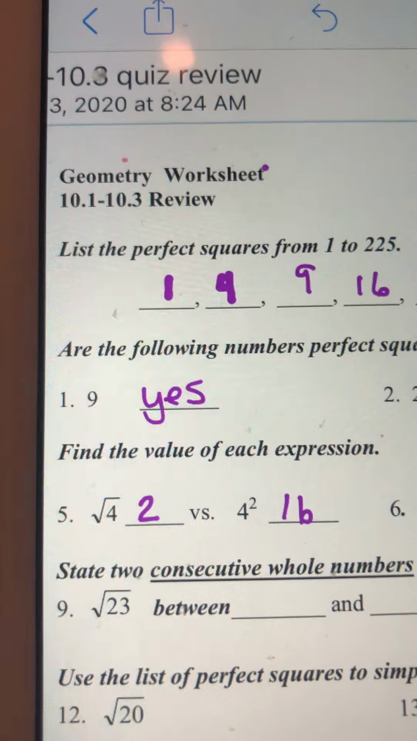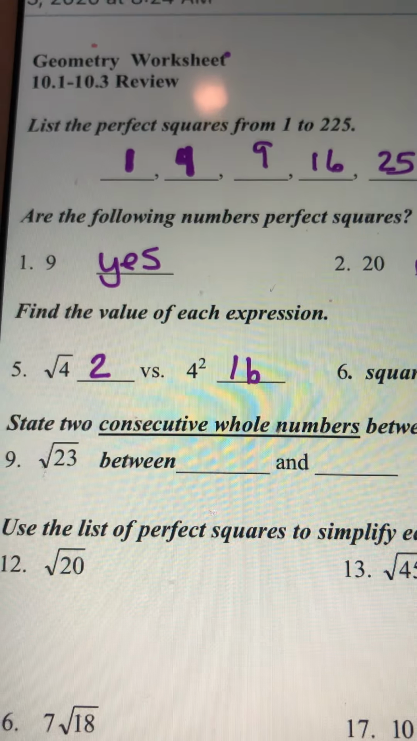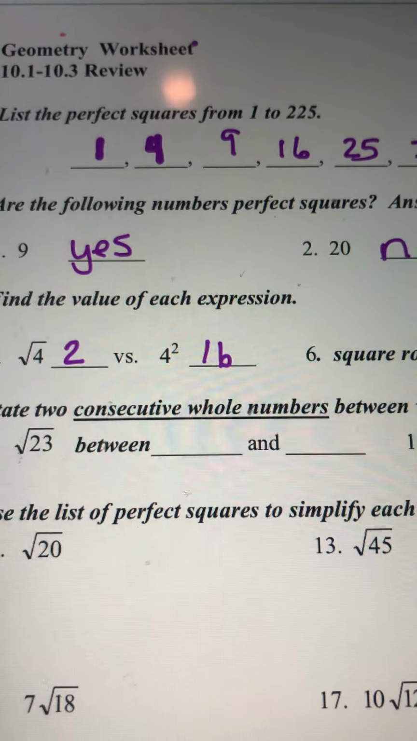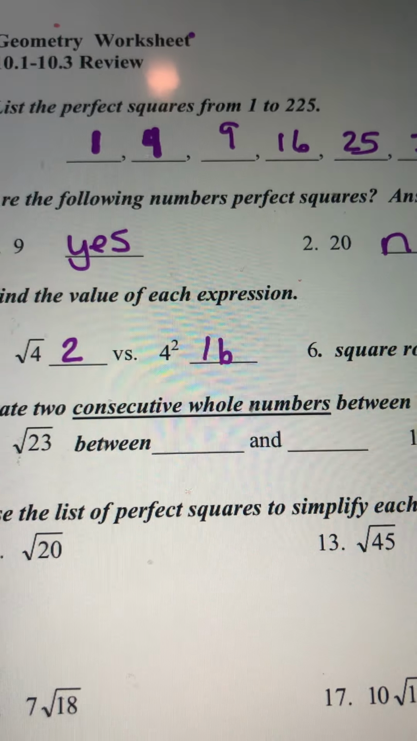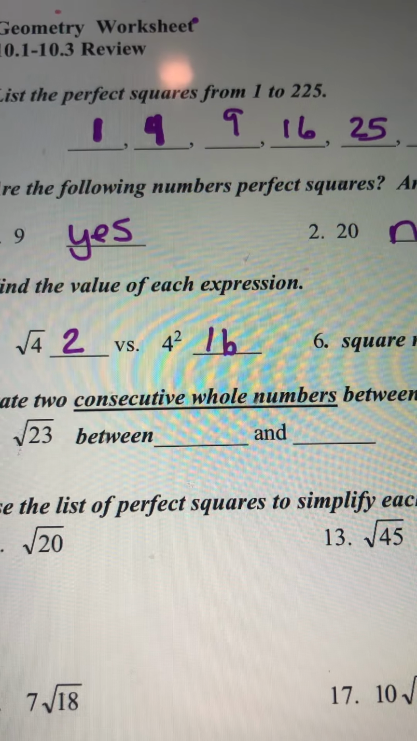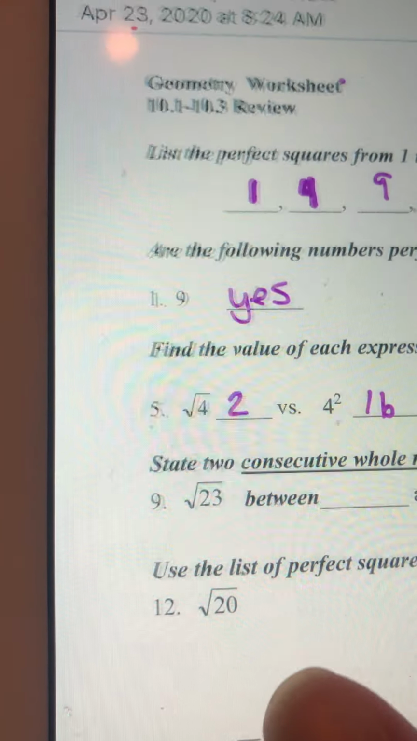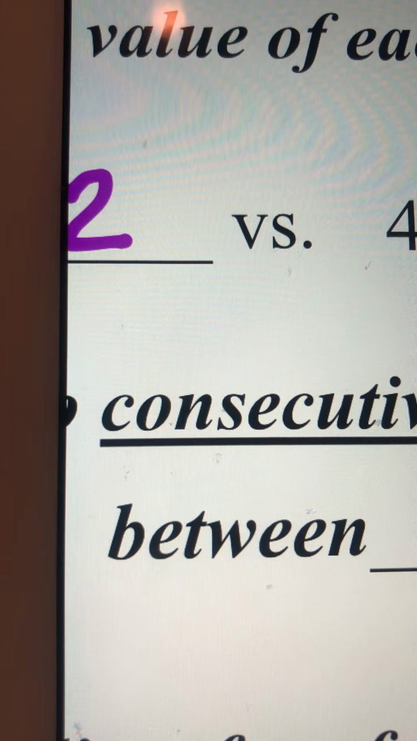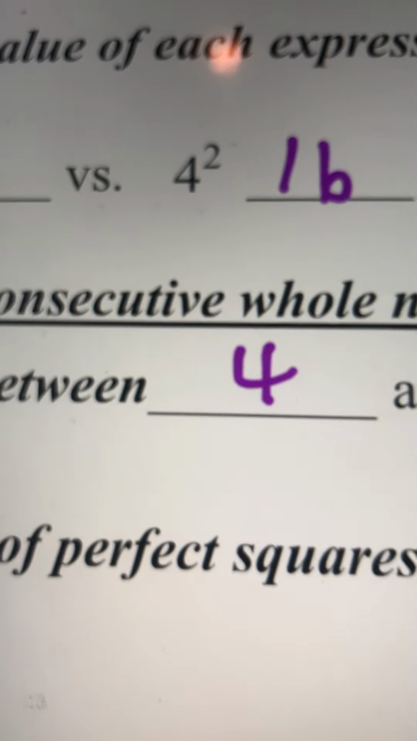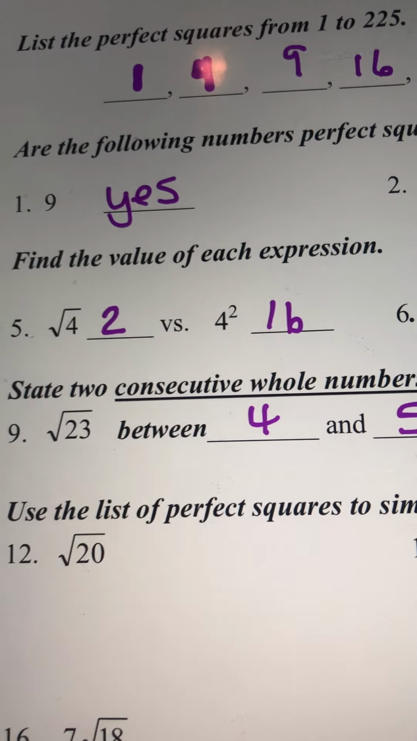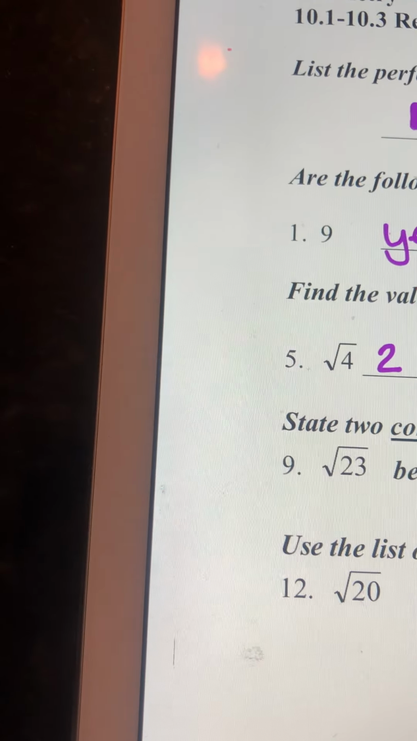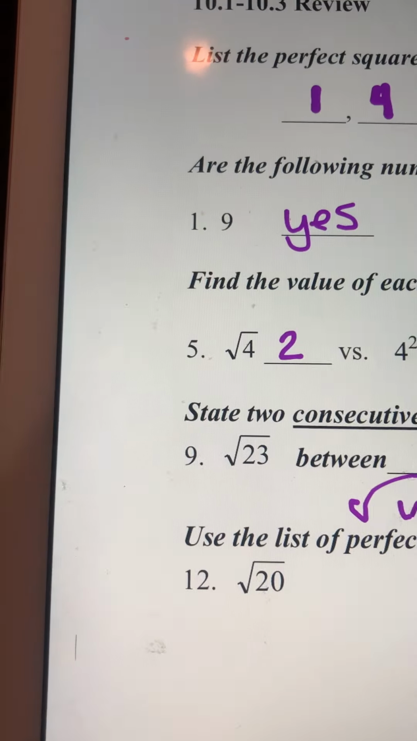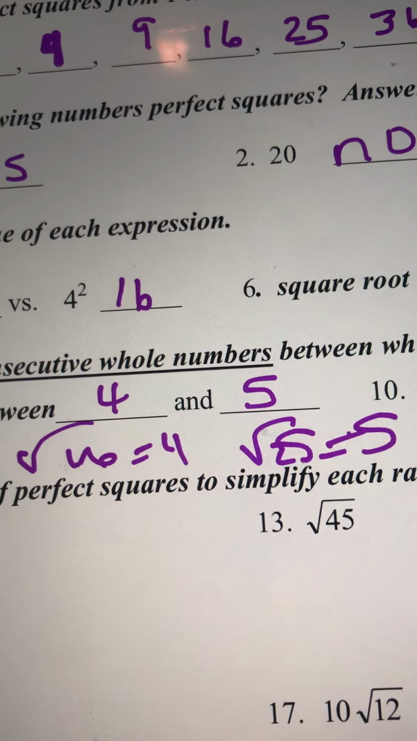People often get confused on these questions, and there's one on the quiz. So the square root of 23 is between which 2 consecutive whole numbers? So that means which 2 regular numbers, right? So the square root of 25 is 5, and the square root of 16 is 4. And so since 23 is between 16 and 25, the square root of 23 is between 4 and 5, right? Because the square root of 16 is 4, and the square root of 25 is 5.